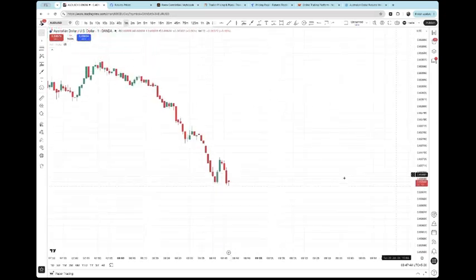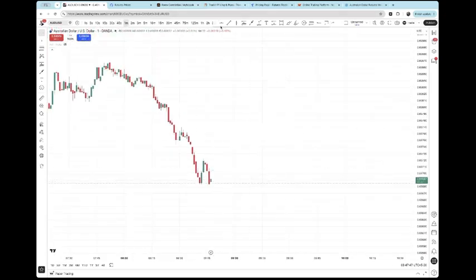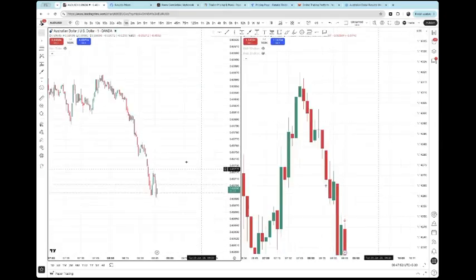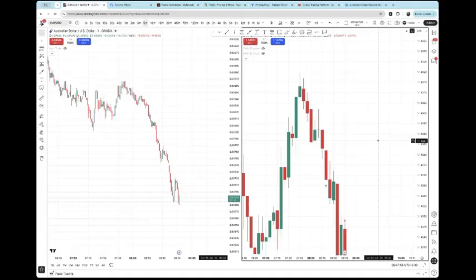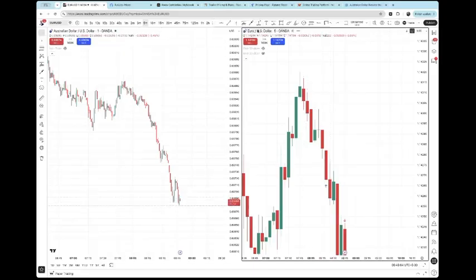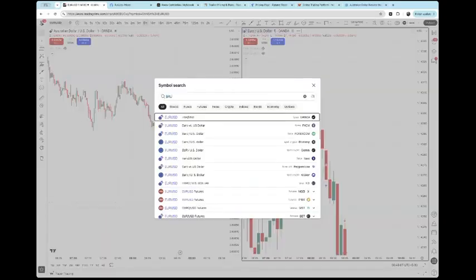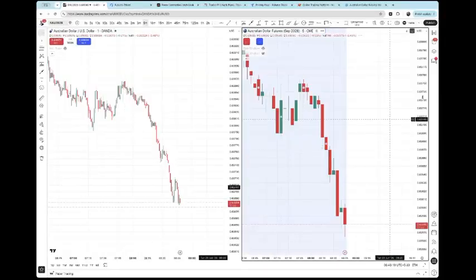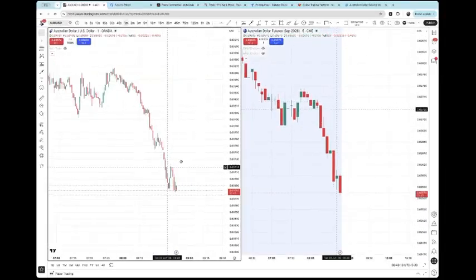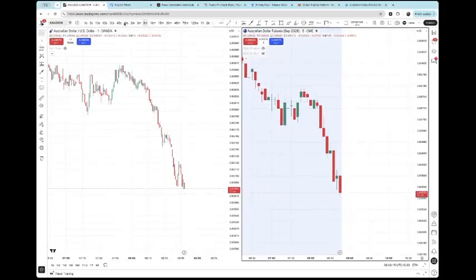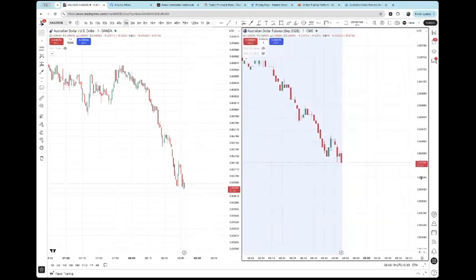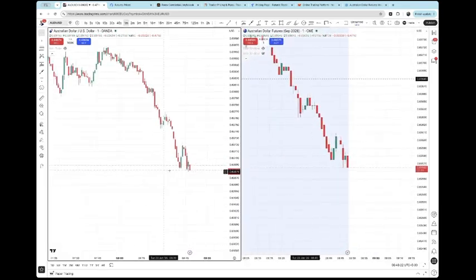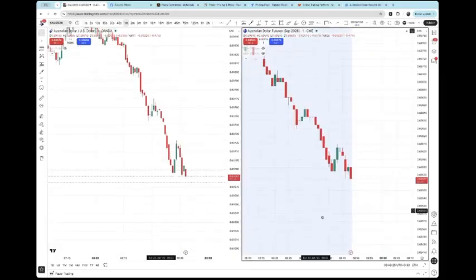For example, this is the 1 minute chart of AUD USD on any broker. I don't care about any specific broker platform. So this is a chart of AUD USD and this is a chart of 6AU, Australian dollar. Technically, this is a 1 minute chart and this is also a 1 minute chart. So you will not see any difference in the chart. But there is one difference.